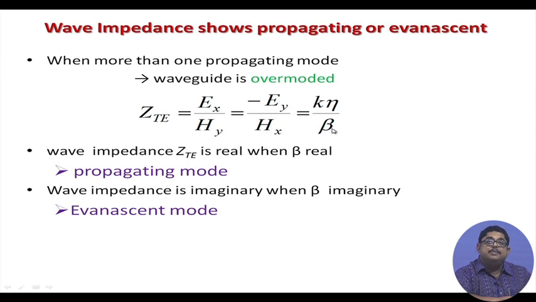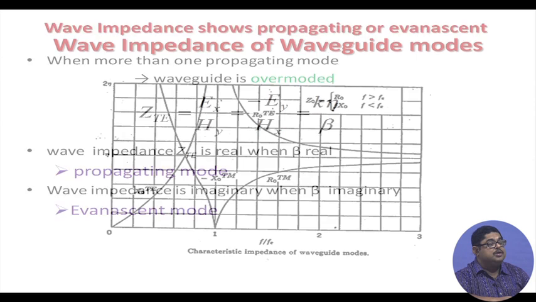Now, beta real means, as we have seen, that the wave is propagating, or we have a propagating mode. So by looking at wave impedance, you can see whether you have a propagating mode. If beta is imaginary, then Z TE will be imaginary, and you can say, okay, I have an evanescent mode. So I cannot transfer power through that evanescent mode. Evanescent modes will die down after some time, because instead of wave propagation e to the power minus j beta z, it will be e to the power minus alpha z. That contributes to the attenuation of the wave, so after some distance the wave dies down.